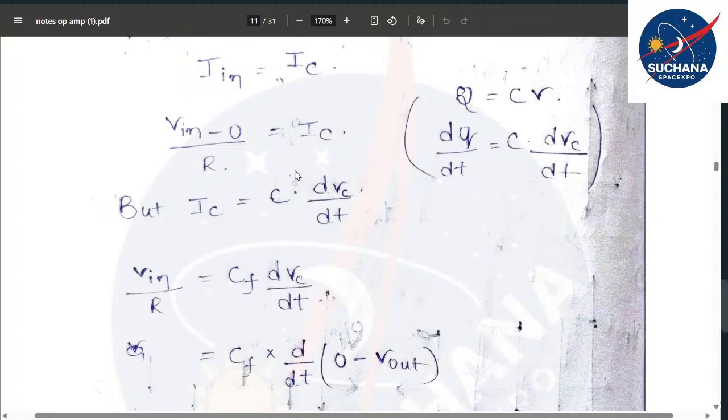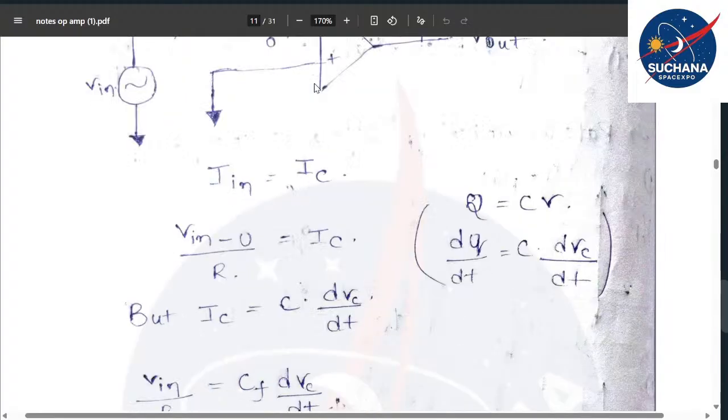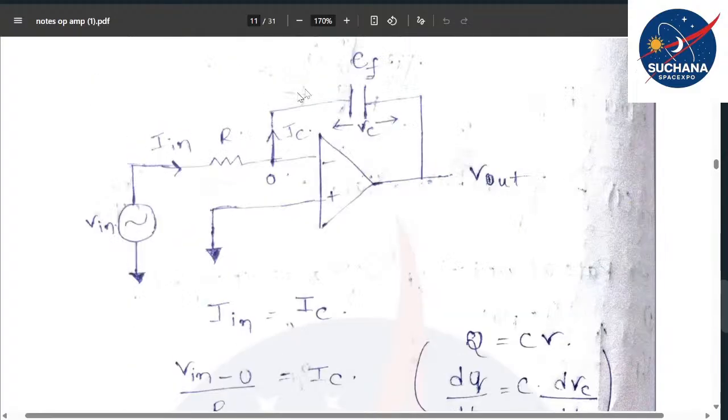So we know that the current flowing through the resistor is equal to the current flowing through the capacitor in this scenario, because the op amp cannot draw any current. This resistor limits the flow of current, but the current is the same. Ideally, the same current should flow through it.